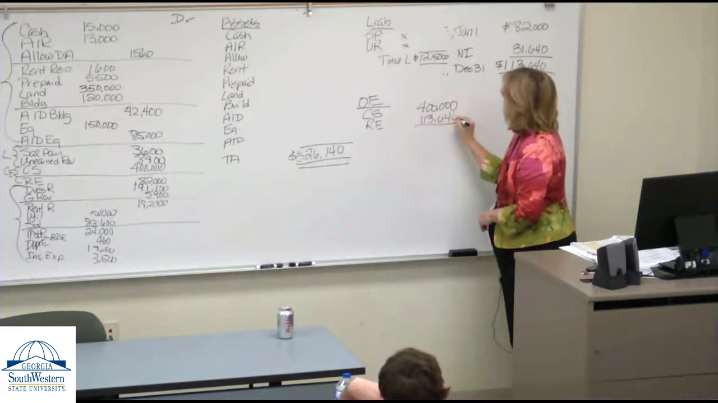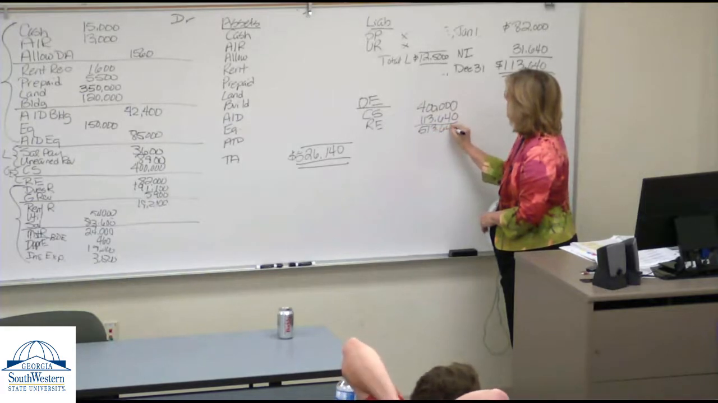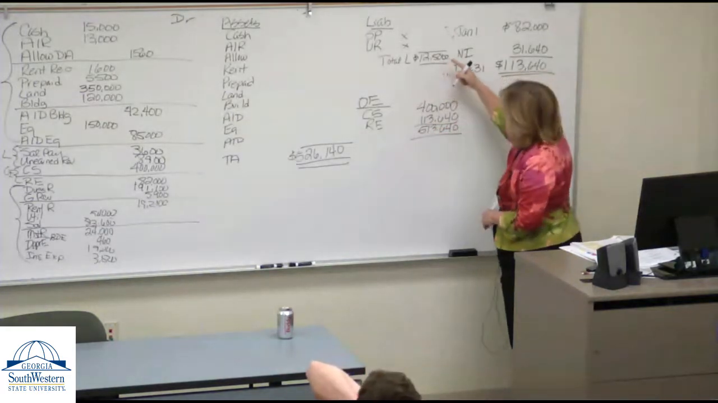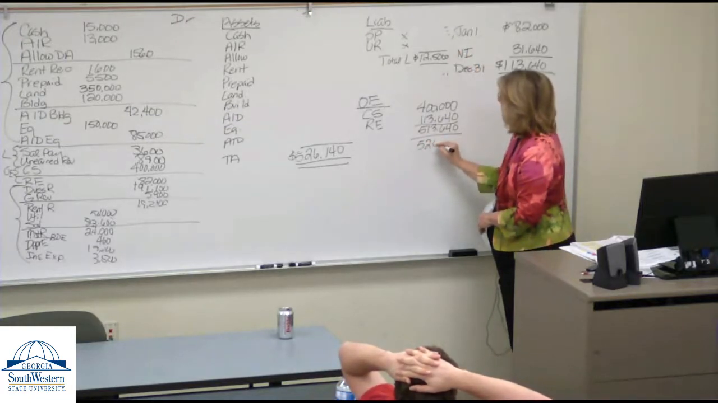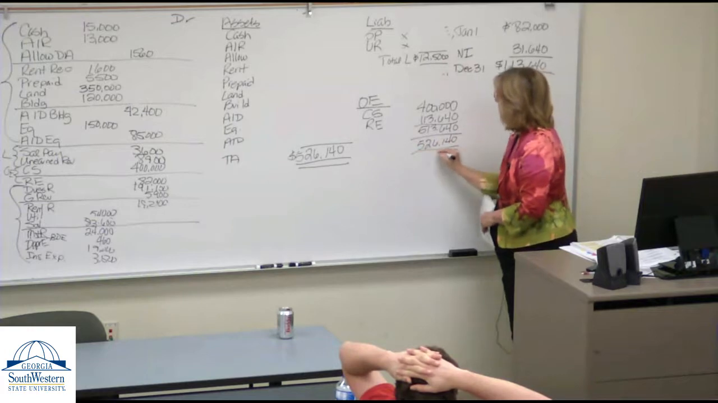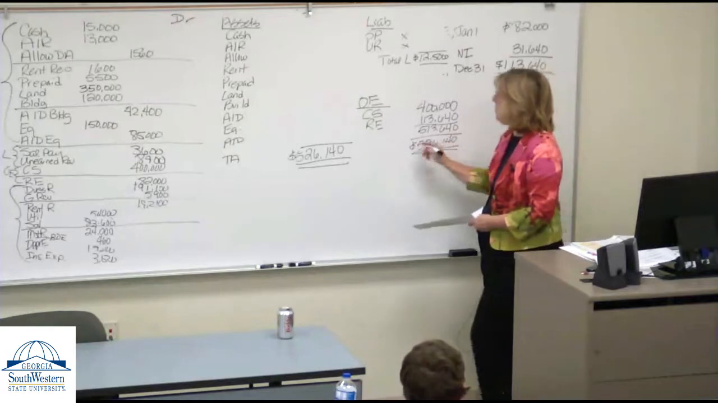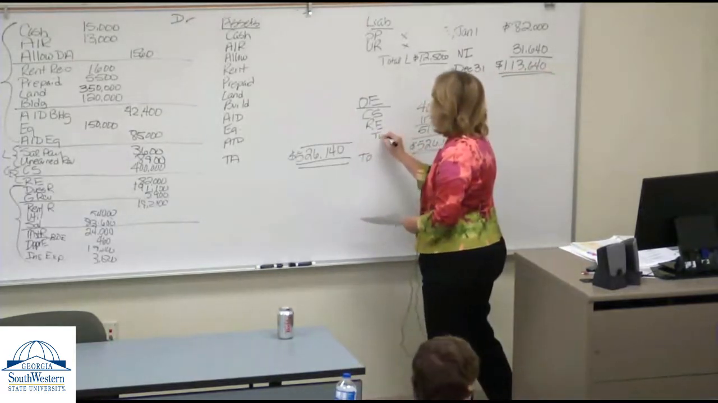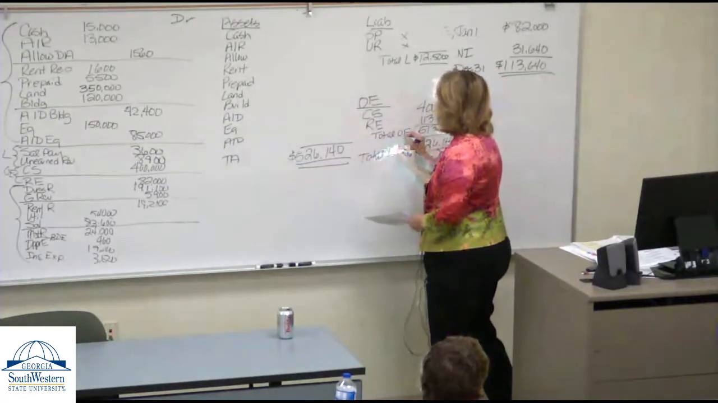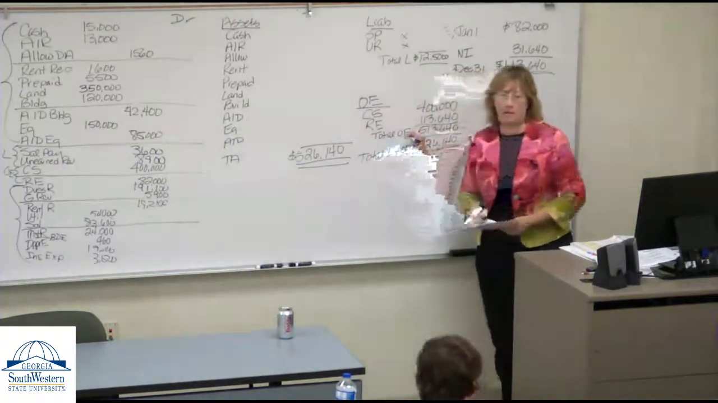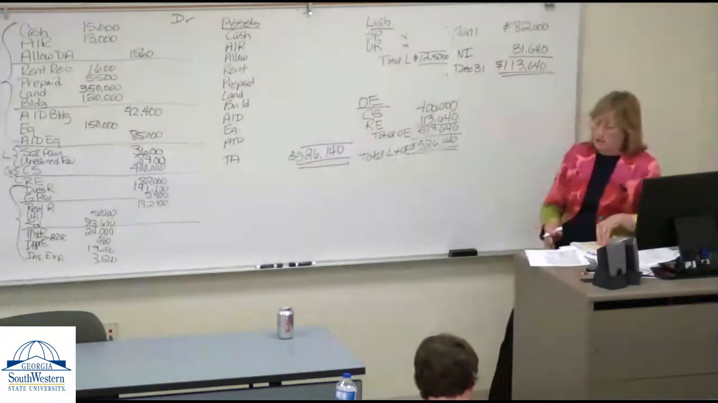$113,640. So we get the total of this, $513,640, and add it to this number to get $526,140. And double underline that and put a dollar sign. What would you call that number? This one is total owner's equity, and this is total liabilities and owner's equity.